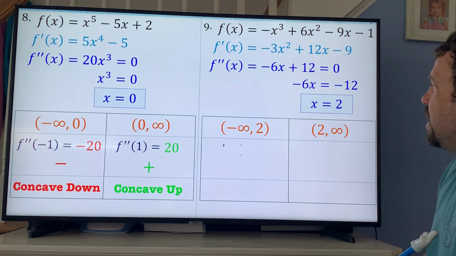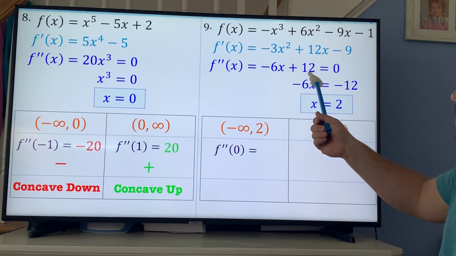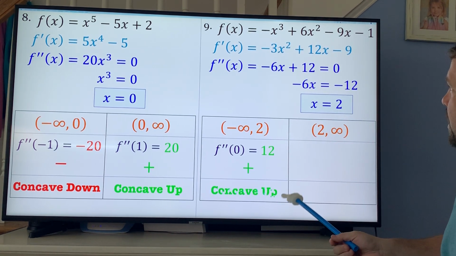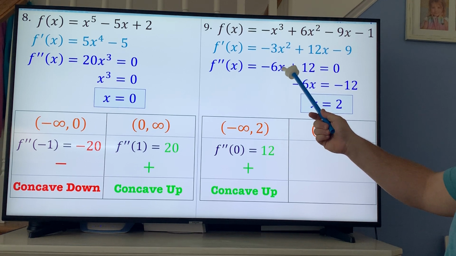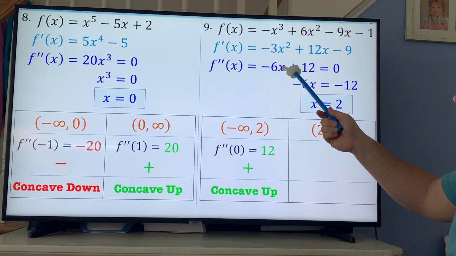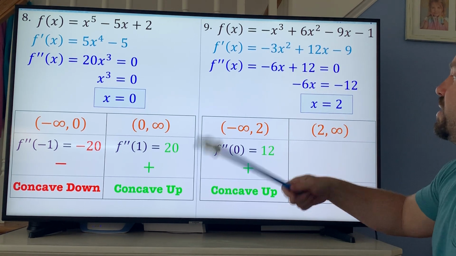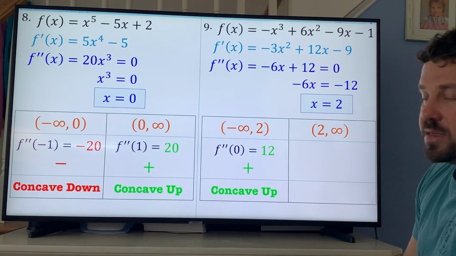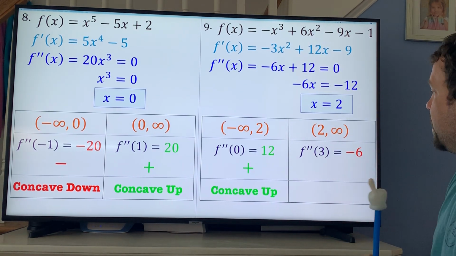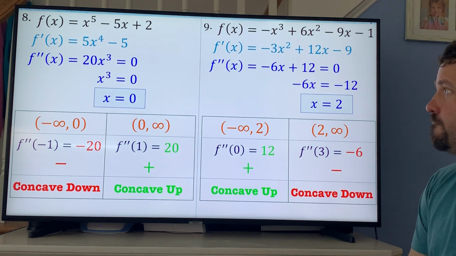Very proud of you. All right, so let's pick 0. You can pick 1 if you want. 0 plus 12 is 12, positive number, concave up. Say you did pick 1: 12 minus 6 is 6, positive number, concave up. Say you picked any negative number. This becomes positive plus positive, positive number, concave up. Doesn't matter the number as long as it falls within these constraints. I picked 3. When you pick 3, negative 18 plus 12 is negative 6, negative number, and it is concave down.